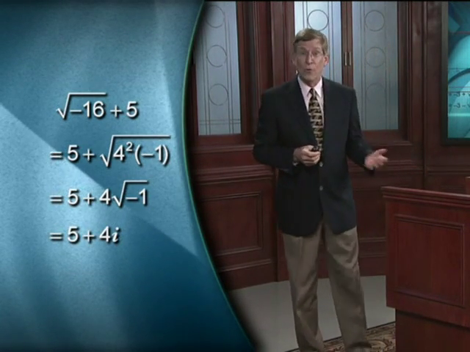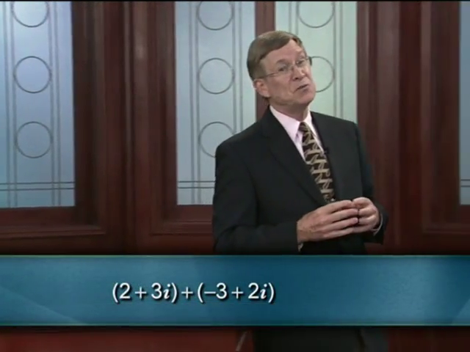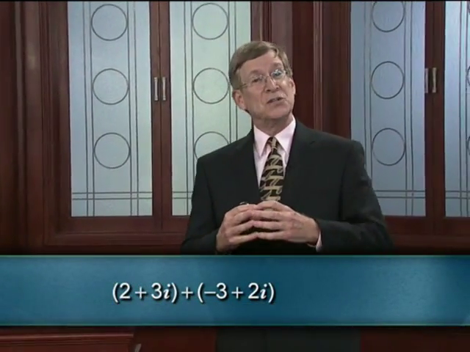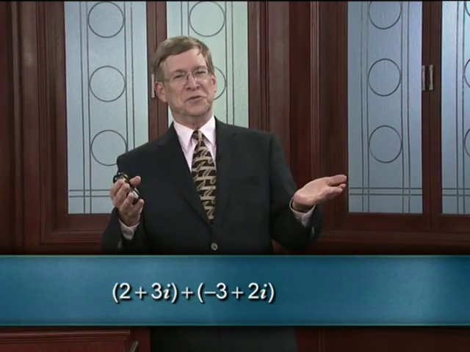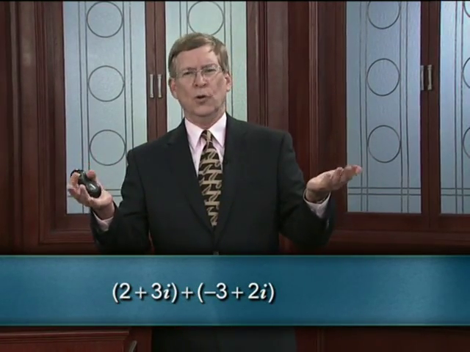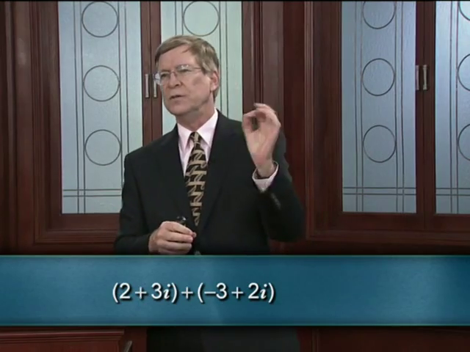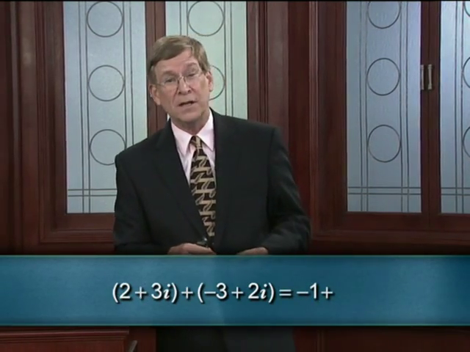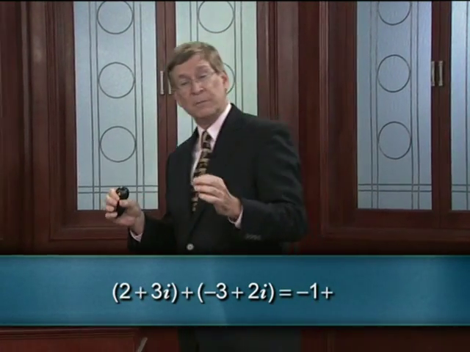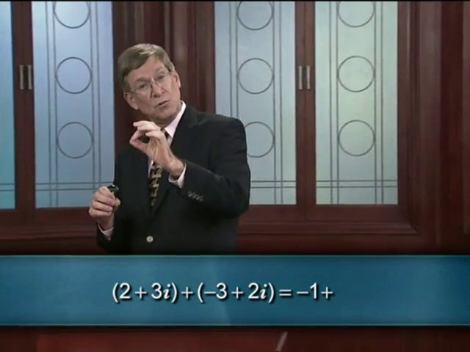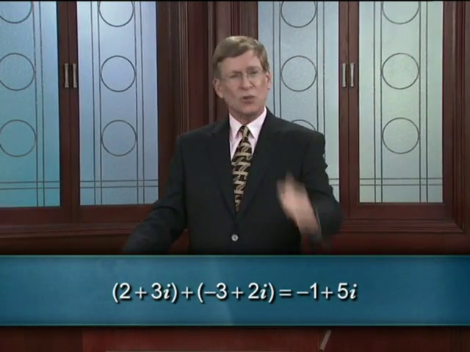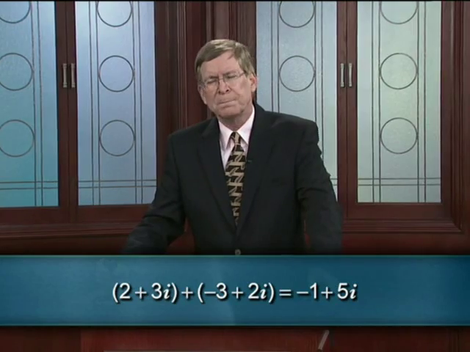Let's do some operations with complex numbers. You can add them. For instance, let's add 2 plus 3i together with minus 3 plus 2i. The good news is you just add them as you would normally. You add the real parts, 2 plus minus 3 gives minus 1, and then you add those imaginary parts, 3i plus 2i is 5i. So adding complex numbers is pretty simple.